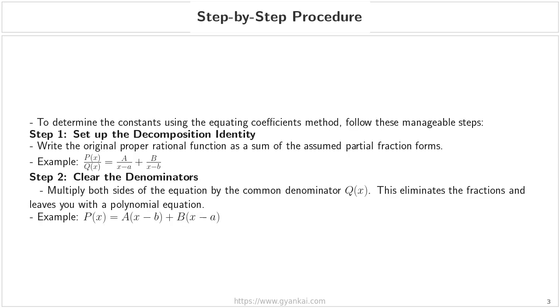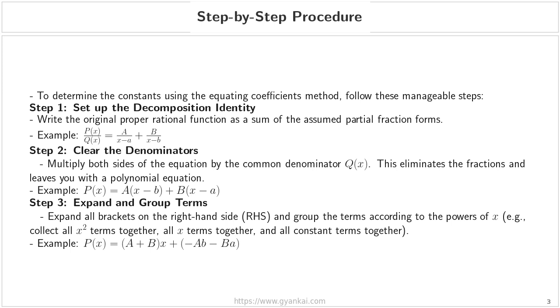Next, step 2, clear the denominators. This is a crucial algebraic step. To get rid of those pesky fractions, we multiply both sides of the equation by the original denominator, Q of x. This will cancel out the denominators on the left side, leaving you with a regular polynomial equation. In our example, this transforms the equation to P of x equals a times the quantity x minus b, plus b times the quantity x minus a.